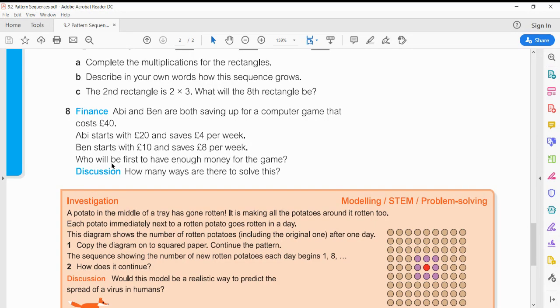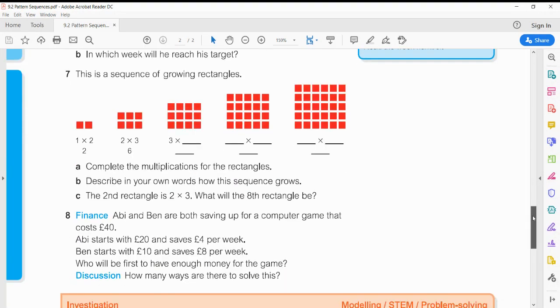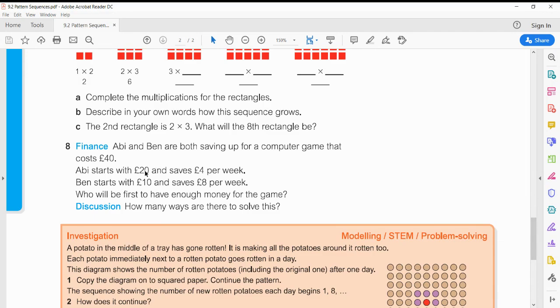So let's actually look at answering the question. Abby starts with £20 and saves £4 a week. So if you drew a table like the one up here, with number of weeks and cards, you would have week 1, week 2, week 3, week 4 at the top, and then instead of number of cards, amount of money. She's going to start with 20 and it's going to go up to 24, 28, etc. And then have another table for Ben.